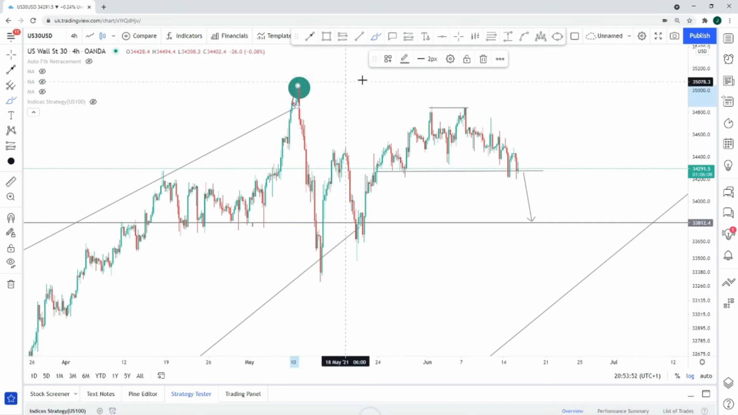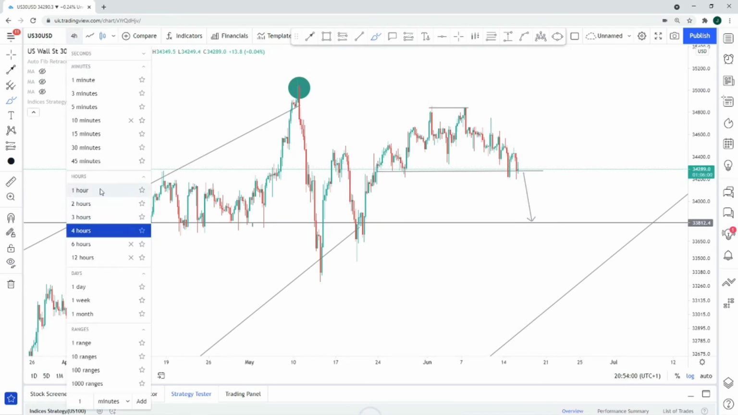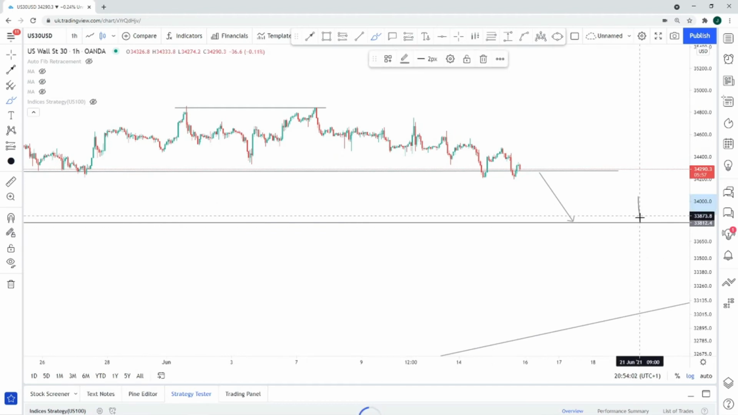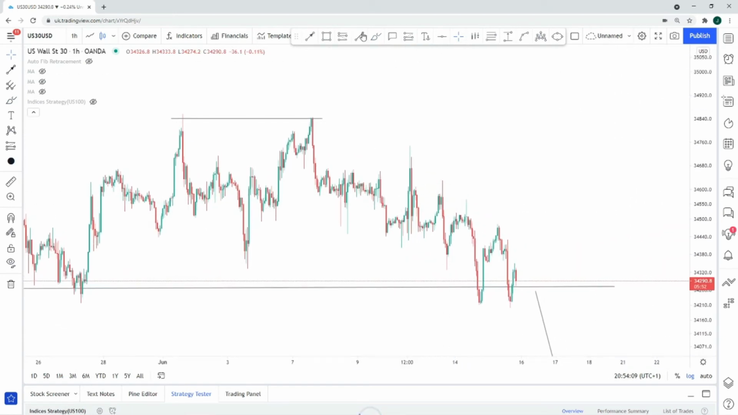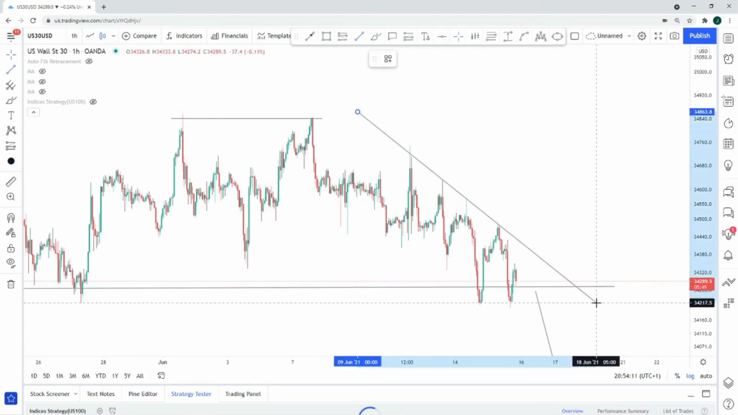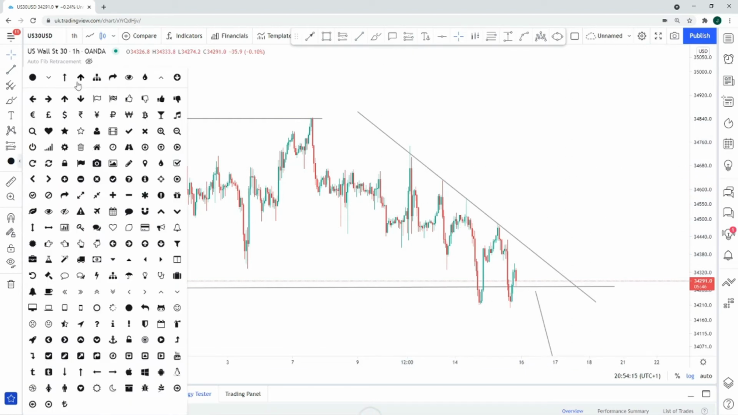So don't try to be greedy diving in the market. I'm still gonna look for sales because look, price is actually failing to move back to the upside. And if you move to your 1 hour time frame, what you can actually see here is a bearish trend formation. Yeah, so you see what I mean.